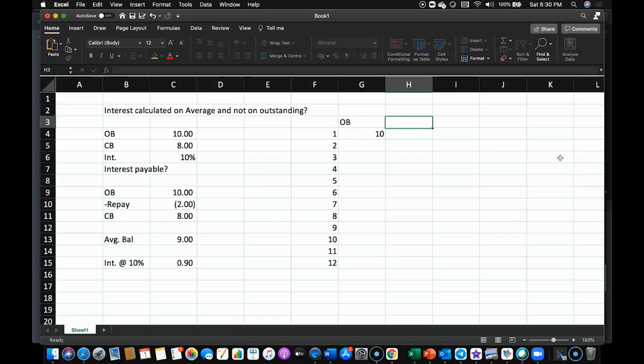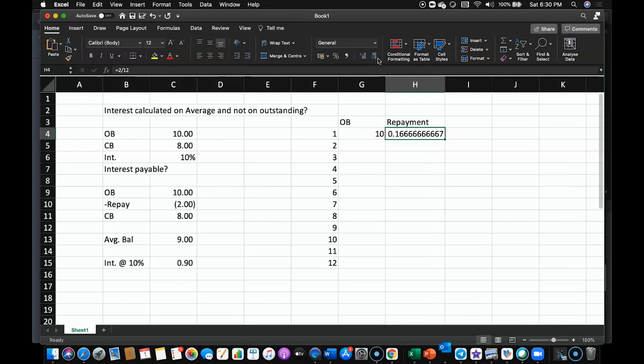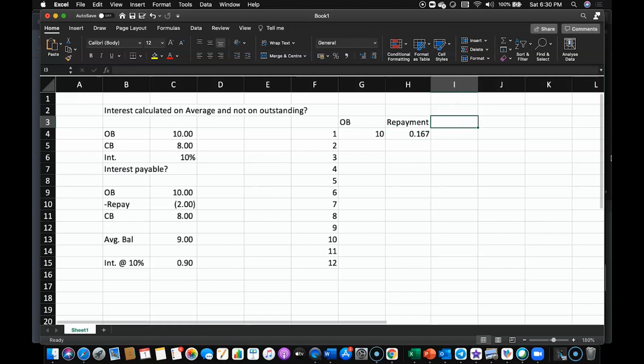Opening balance was 10. Repayment every month. We have seen there is a total repayment of 2 lakhs. That's over a period of 12 months, right? So I'll put 2 divided by 12. So this is the repayment. I'll just round it off to 3 digits. It means there is basically a repayment of 16,666 something.